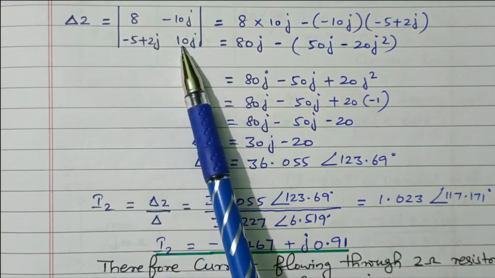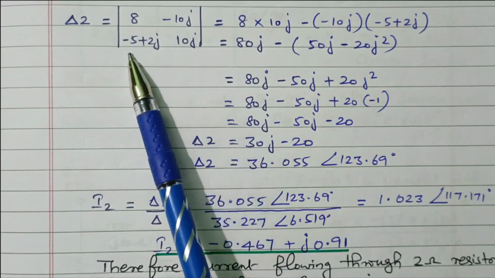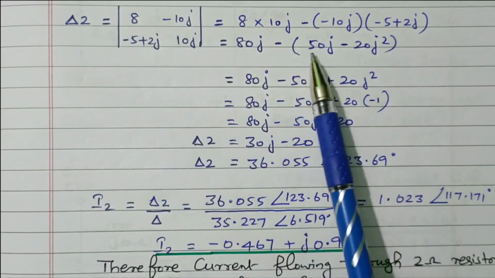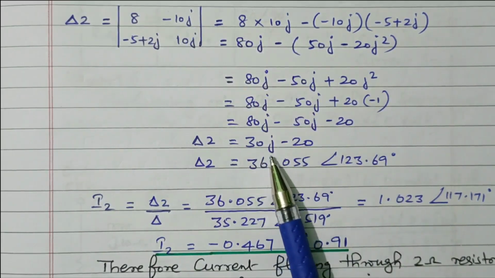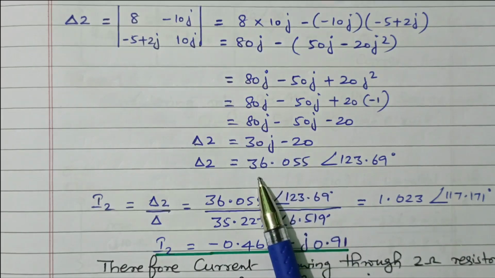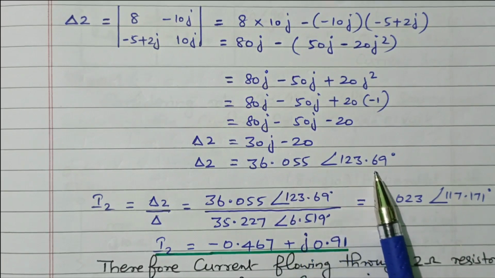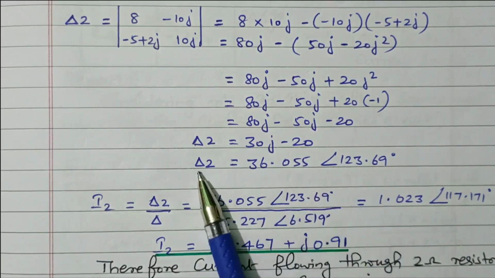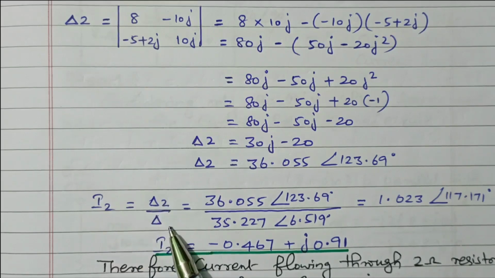So 8 into 10j minus (minus 10j)(minus 5 plus 2j). After multiplication and simplification, we got 30j minus 20 in rectangular form. Converting to polar form, it is 36.055 with an angle of 123.69. So this is the delta 2 value. From that we can calculate the I2 value.